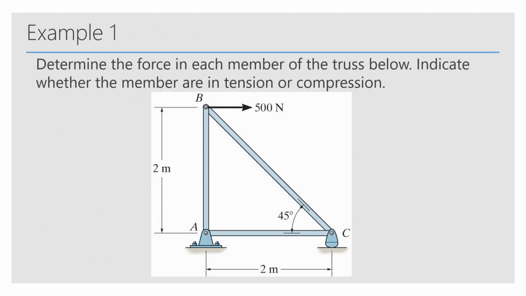Let's take a look at our first example. This example is asking us to determine the force in each member of the truss and then indicate whether the member is in tension or compression. So we have this simple truss where we see that at joint B, there's 500 newtons being pulled in the right direction.